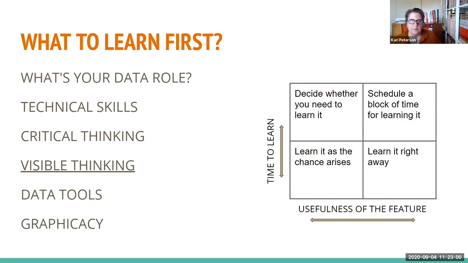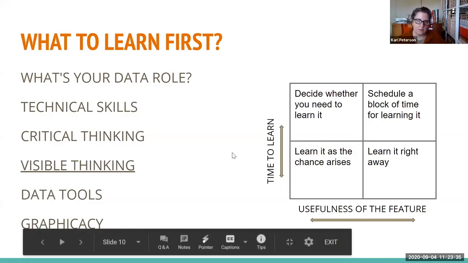But there's a simple, easy way to decide if it's worth learning. There's this four square chart here. Left to right is usefulness of the feature, and then up and down is the time to learn it. It's obviously a very loose structure. But if you approach a software or an idea or a process with this in mind, you can figure out if it's going to be worth it to you to incorporate learning it into your work role.